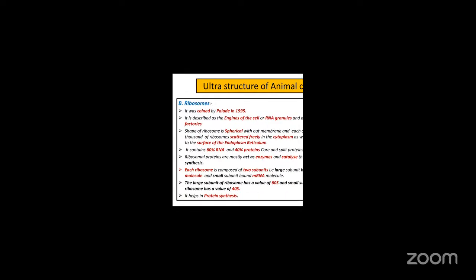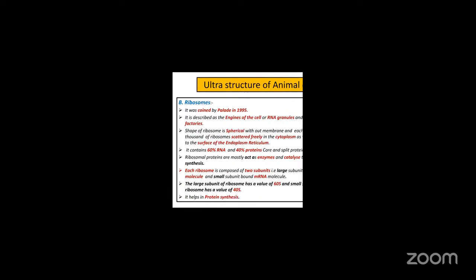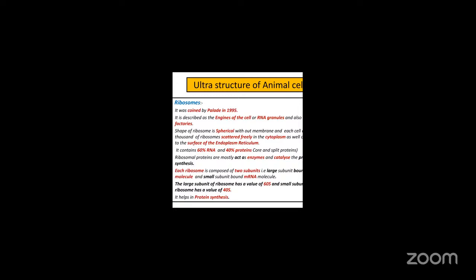Now, coming to the ribosomes. When you talk about the structure of the ribosome, ribosomes play a very important role. Already we have come to know with the help of the endoplasmic reticulum where they are present. The term ribosome was coined by the scientist Pellet in the year 1995. It was described as the engine of the cell, or RNA granules, and also protein factories, because ribosomes help in protein synthesis. They synthesize the protein.